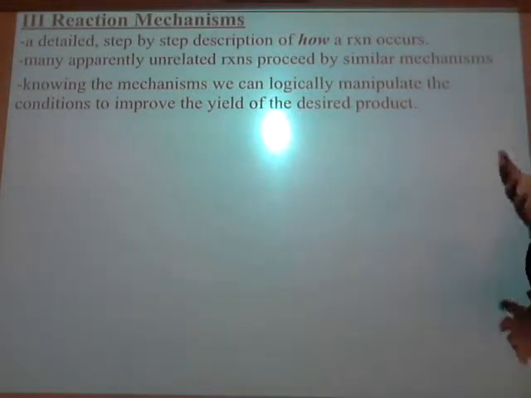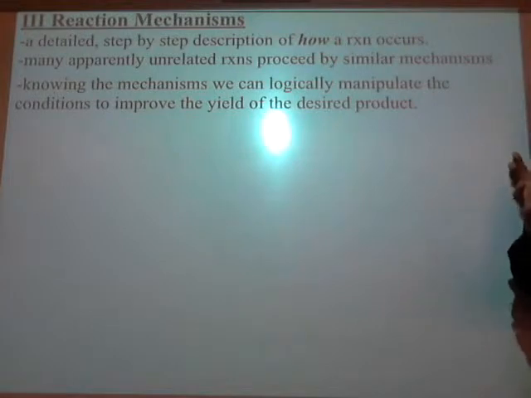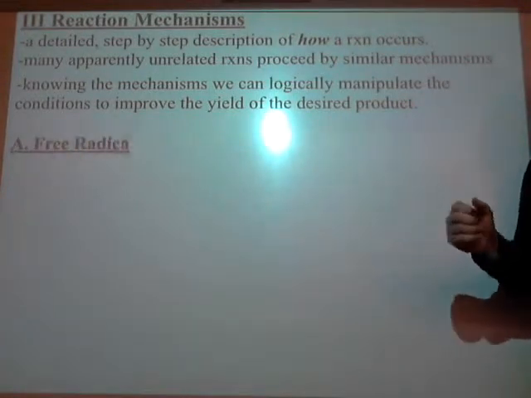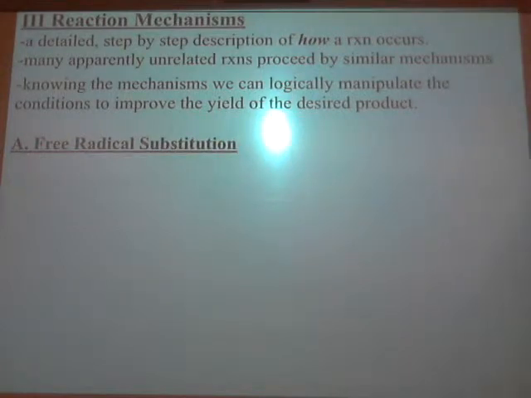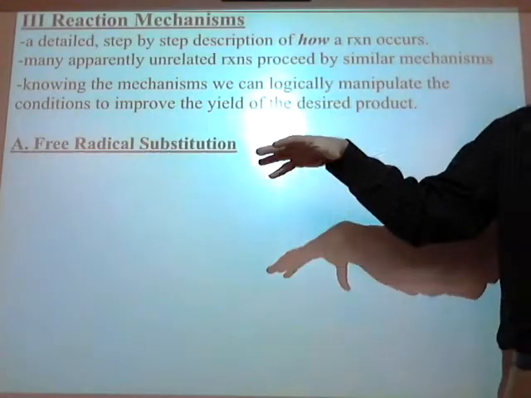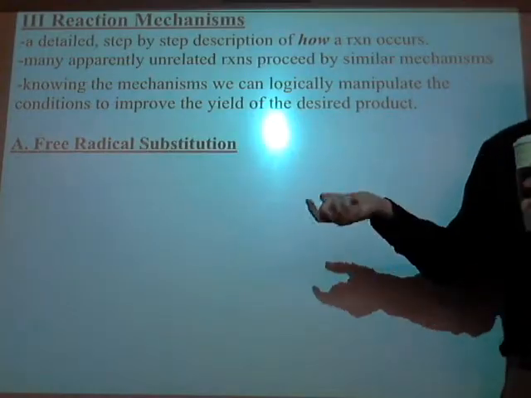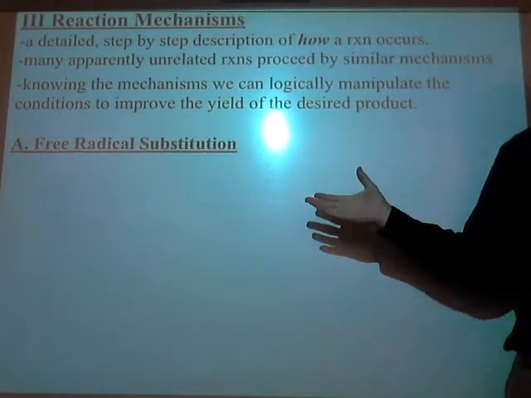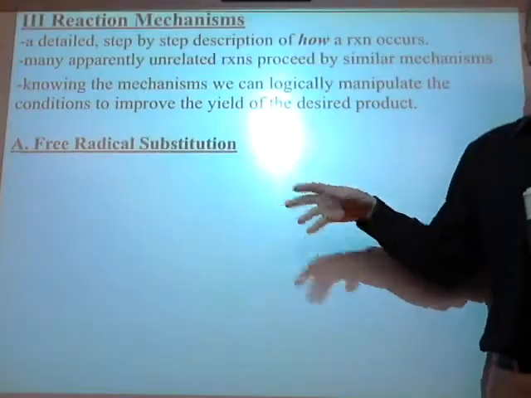Okay. Now, having said that, this is a tough topic. I'm going to go over 3 very representative mechanisms, ones that you would absolutely see in organic class. There's no doubt about it. Okay. And the first one is called free radical substitution. Now, free radical substitution, as the word implies, is a substitution reaction, which means I'm going to lose one thing and get something else in its place. All right, that's what substitution means. And free radical, I'll have to explain what that means.